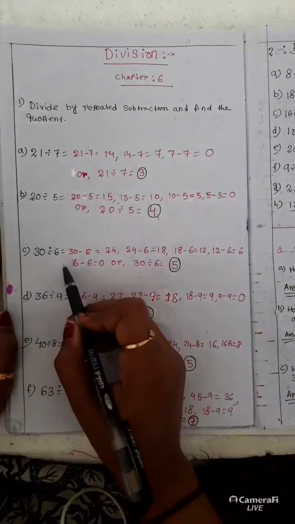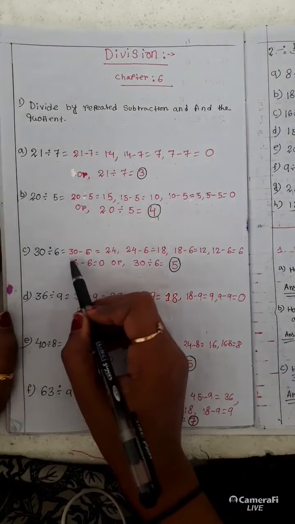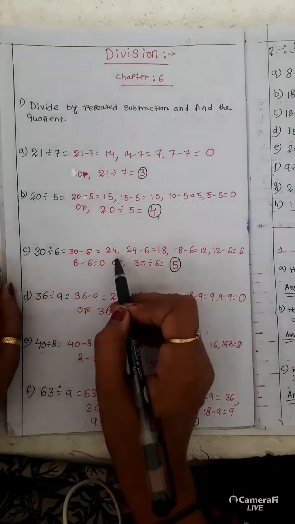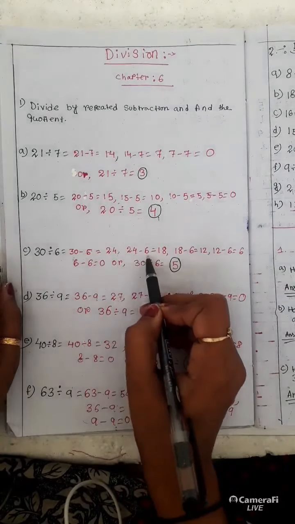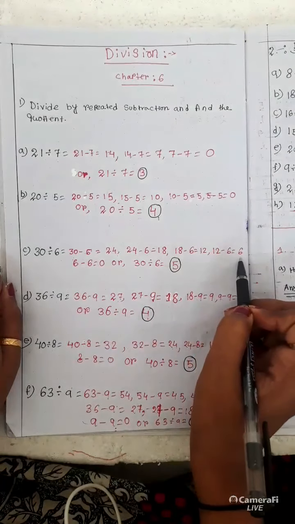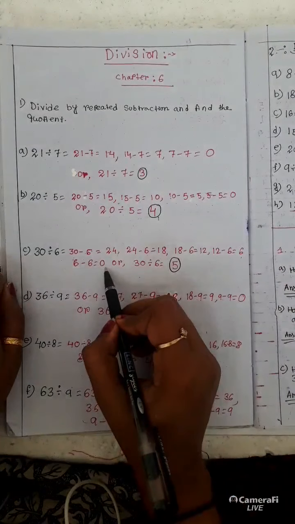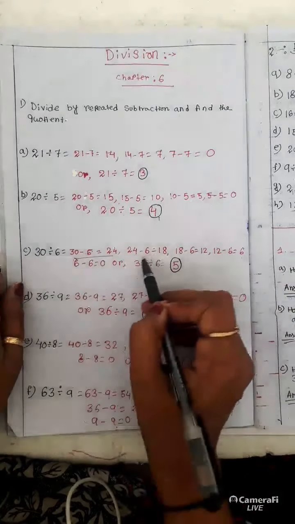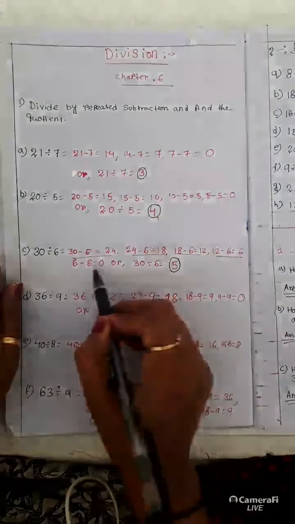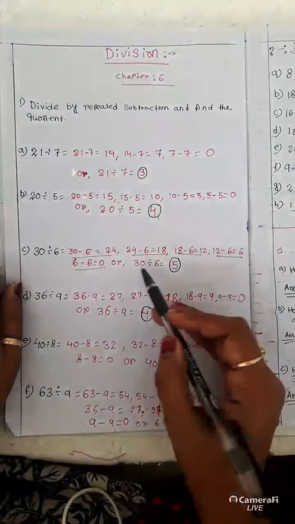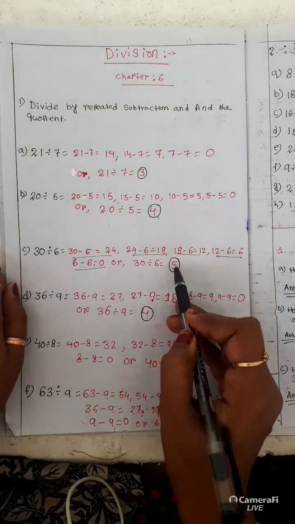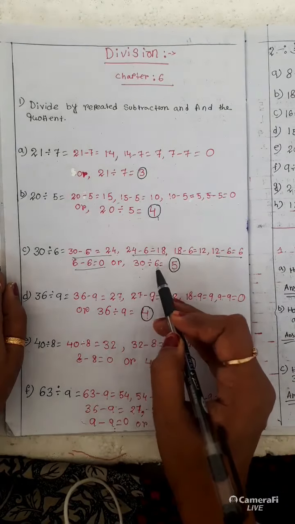Now, 30 divided by 6. What will we do? First we subtract 30 minus 6, it is 24. 24 minus 6 is 18. 18 minus 6 is 12. 12 minus 6 is 6. 6 minus 6 is 0. So 1 time, 2 times, 3 times, 4 times and 5 times. So 30 divided by 6 is 5, and we know it very well that 5 sixes are 30 or 6 fives are 30.